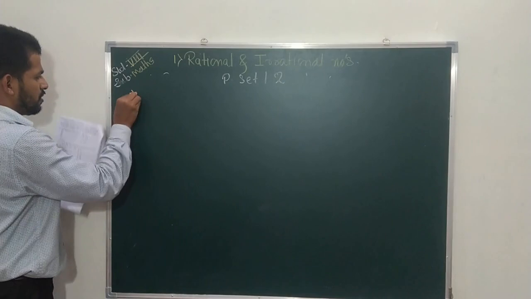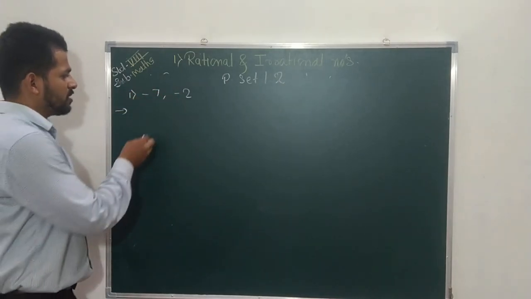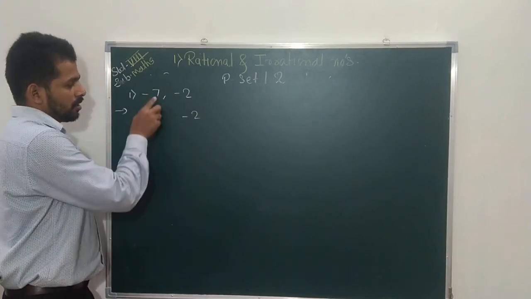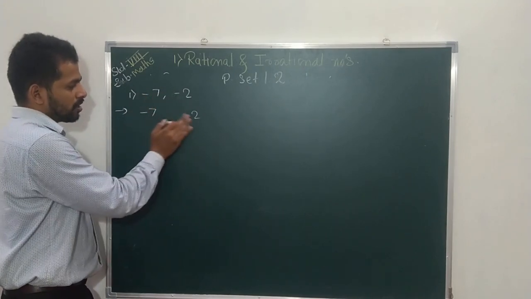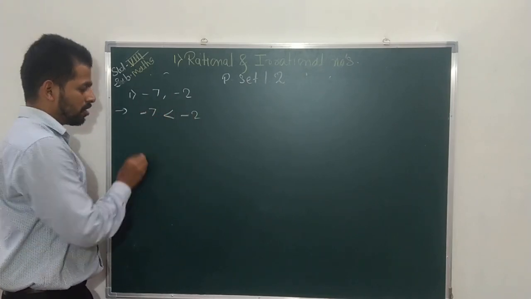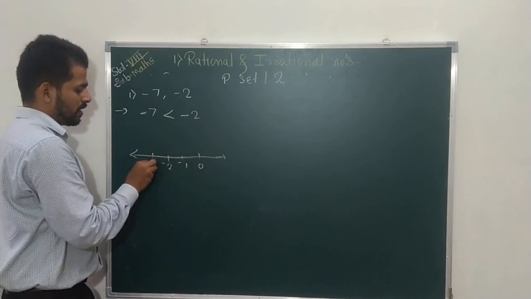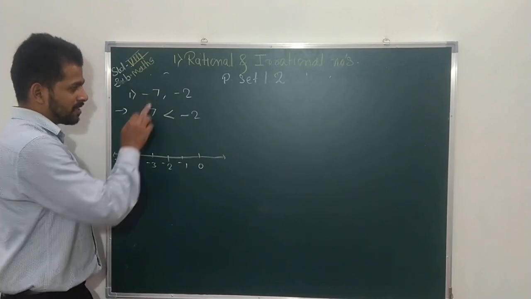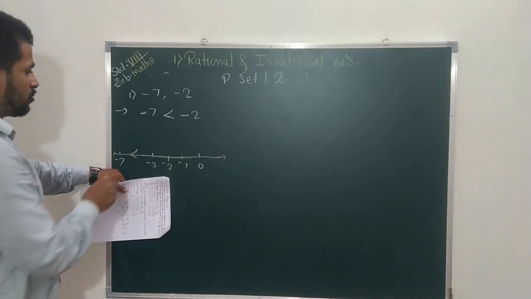First is -7 and -2. In between -7 and -2, a direct comparison is there. When both numbers are negative, just compare 2 and 7. 2 is less, that's why -2. On the number line, 0, -1, -2, -3 up to -7. Which number comes on the left side in between -7 and -2? -7 comes on the left side, so it is smaller.